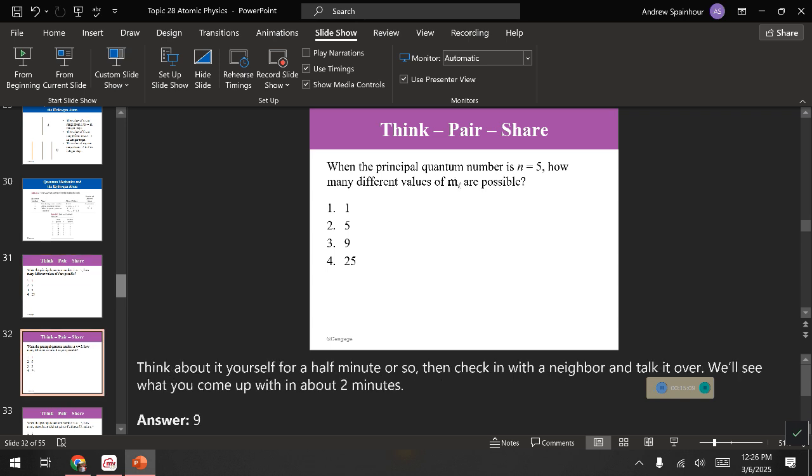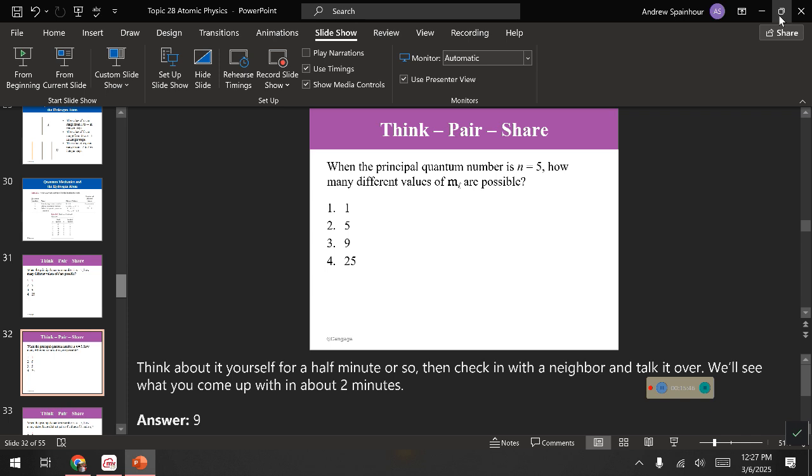Principal quantum number N. How many different values of ML are possible? Oh, 5. 9. 11. You're going to want to think deeper about that. ML would be the possible amount of orientations there. So yours in that particular case is going to be 9. Why 9? Because it's the negative, and also on top of that, you go.